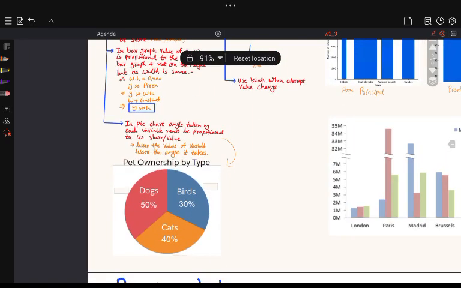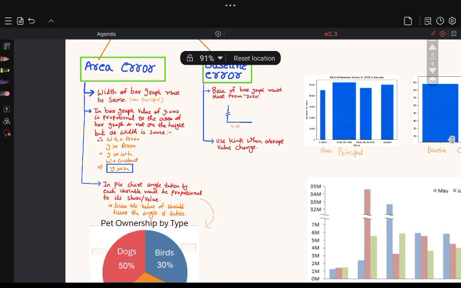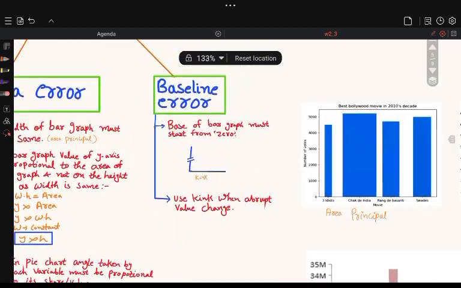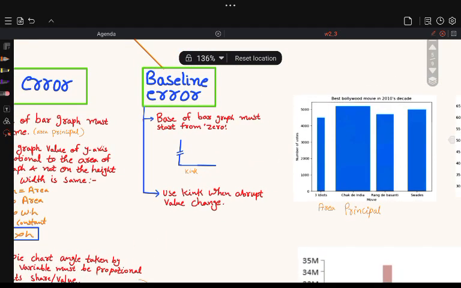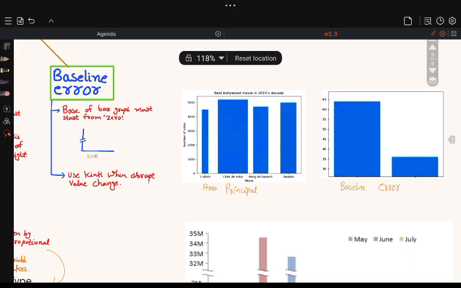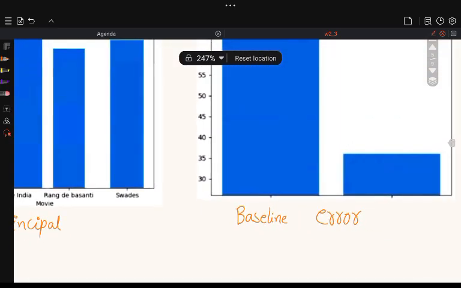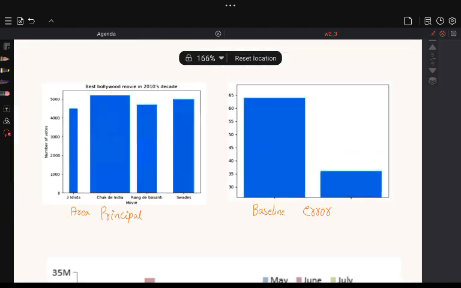So this was the difference between the pie chart and bar graph area errors. And there is another error in the bar chart called baseline error. The base of the graph must start from 0, and in some cases it is not given. See, in this case, it starts from 0 but it is not given anywhere. He should write 0 at this place but it is not written, so it will be a baseline error.